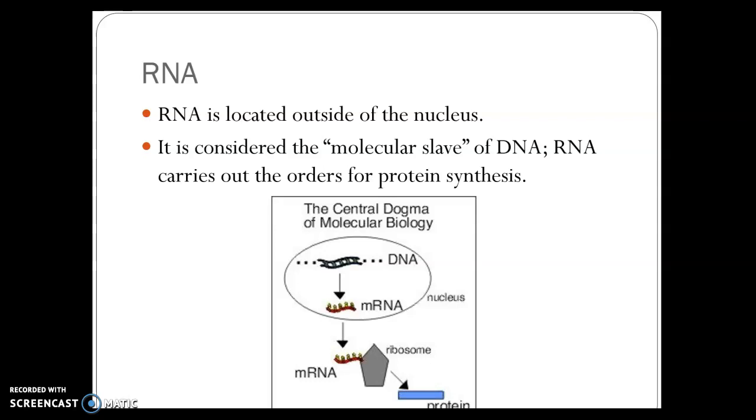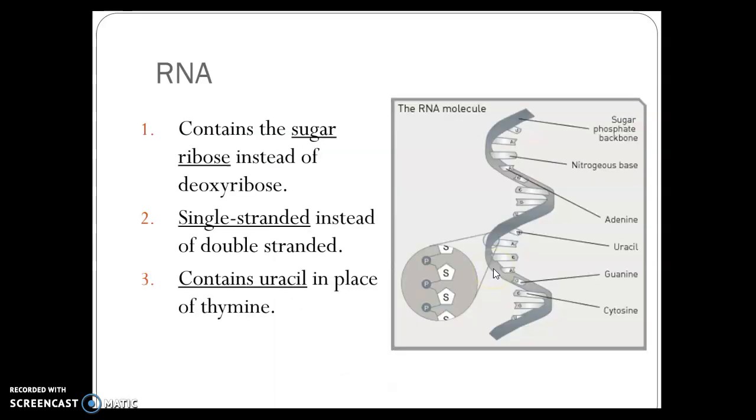So hopefully some of this is jogging your memory from when you took other science classes like biology and stuff, because you should have learned about this already. But that's the basic process. So RNA has ribose in it, and it's single-stranded, and it contains uracil instead of thymine. So that's what I was talking about with the nitrogenous bases before.